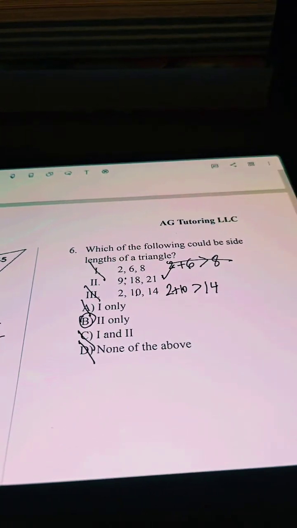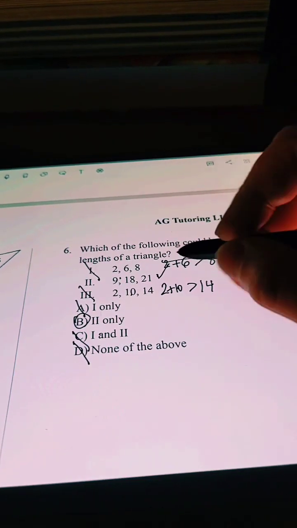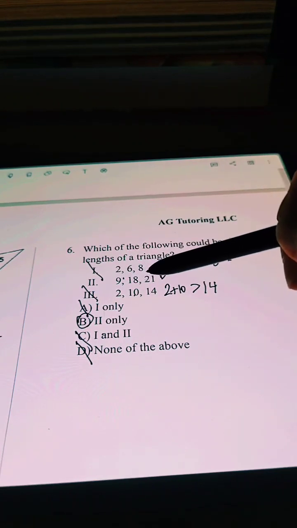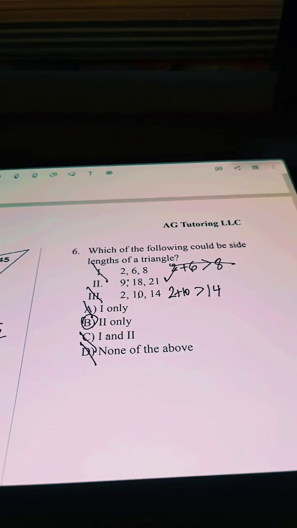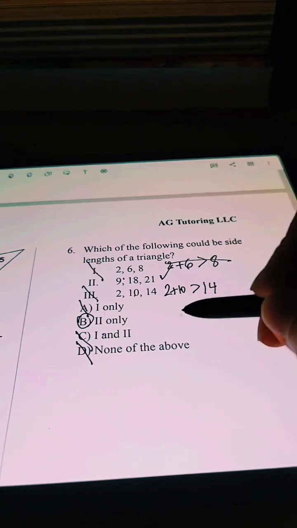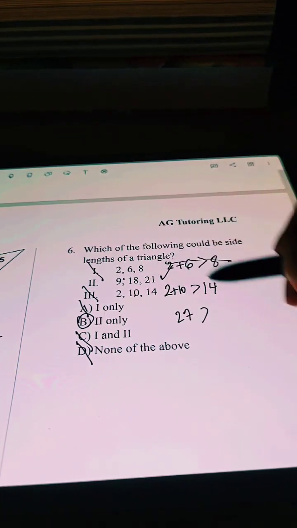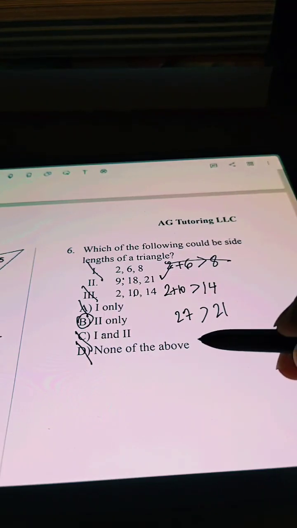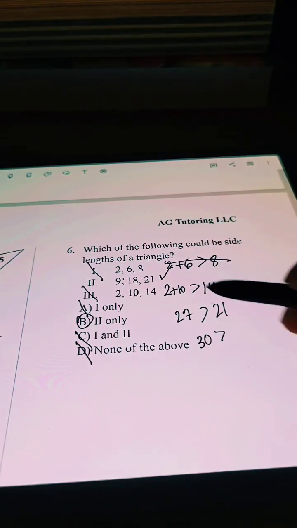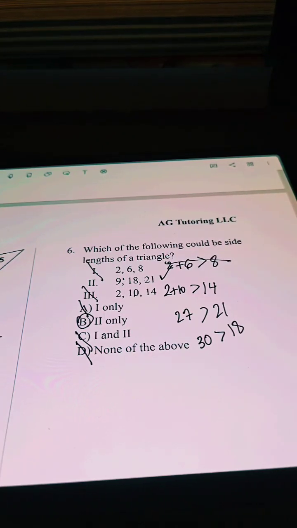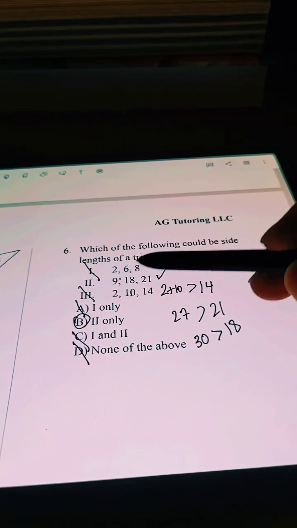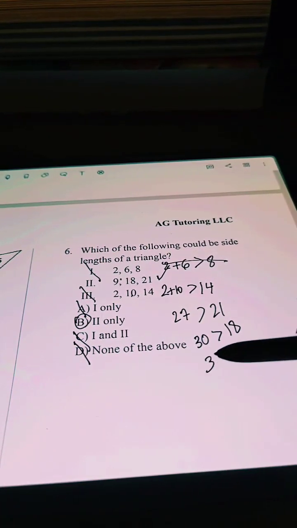For number 6, B is the answer, because if you try adding up pairs of the side lengths, they're all going to be greater than the other side length. 9 plus 18 is 27, and 27 is greater than the other side length, 21. You could do the same for the other ones. 9 plus 21 is 30, and that is in fact greater than the remaining side length, 18. And the one I didn't do, 18 plus 21 is 39, and that is greater than the remaining side length 9.